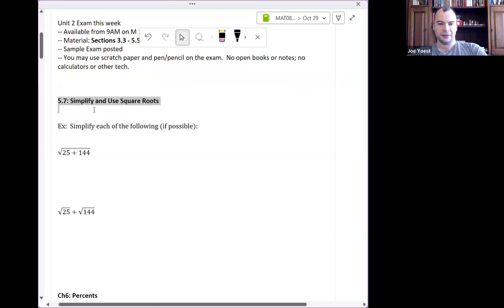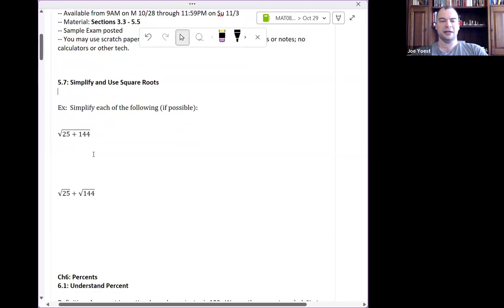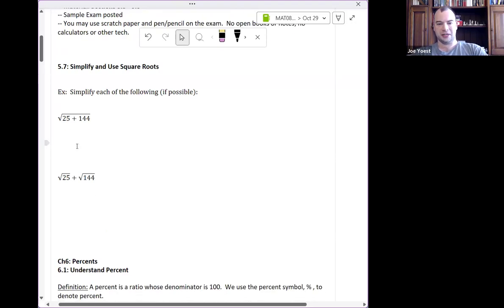Okay, so wrapping up chapter 5, I guess one more example, just two perspectives on it. Let's simplify each of these following square roots. Here we have two different square roots that might at first glance look like they would give the same answer, but we're actually going to see that they don't. One of them is the square root of 25 plus 144, where the 25 plus 144 is all under the square root.